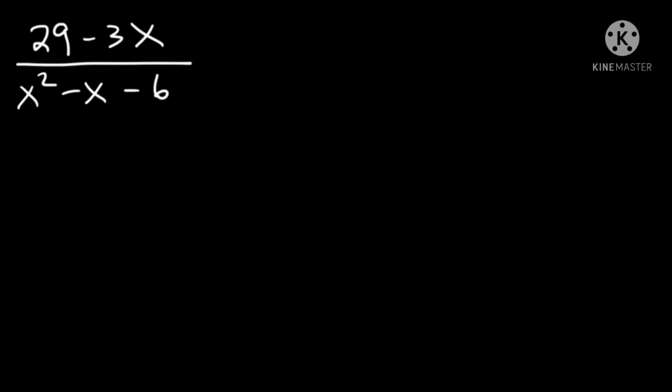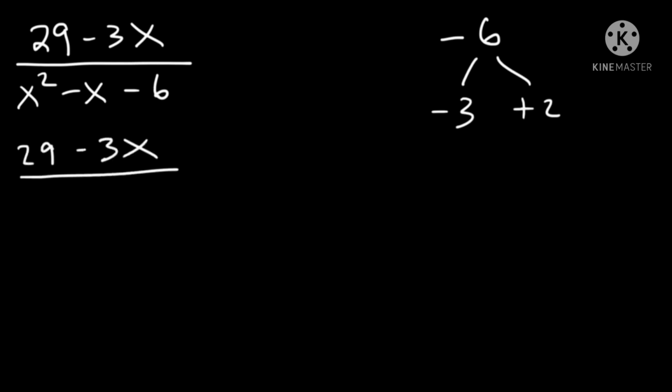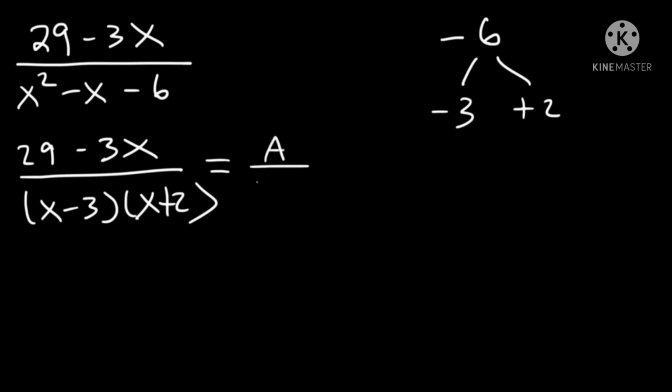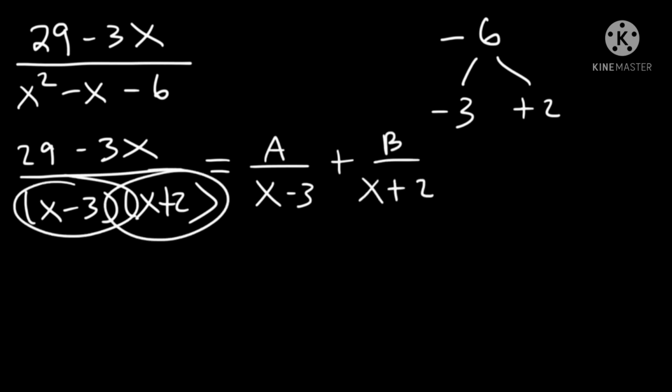So first, we need to factor the denominator. By the way, notice that the denominator is always 1 degree higher than the numerator. Now, what two numbers multiply to negative 6 and add to the middle coefficient negative 1? This is going to be negative 3 and positive 2. Negative 3 plus 2 adds up to negative 1. So we have 29 minus 3x divided by x minus 3 times x plus 2. So let's set this equal to a over x minus 3 plus b over x plus 2, since we have two linear factors.